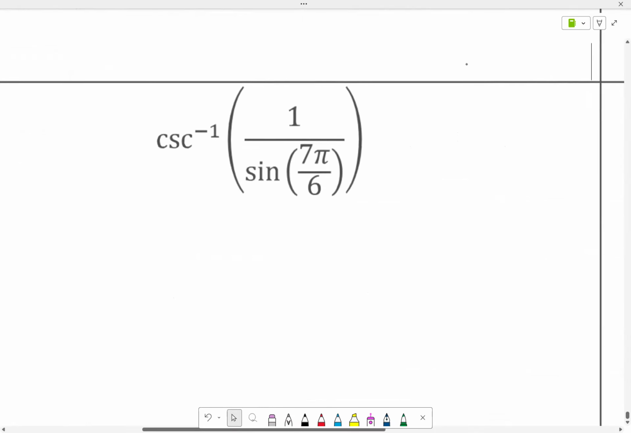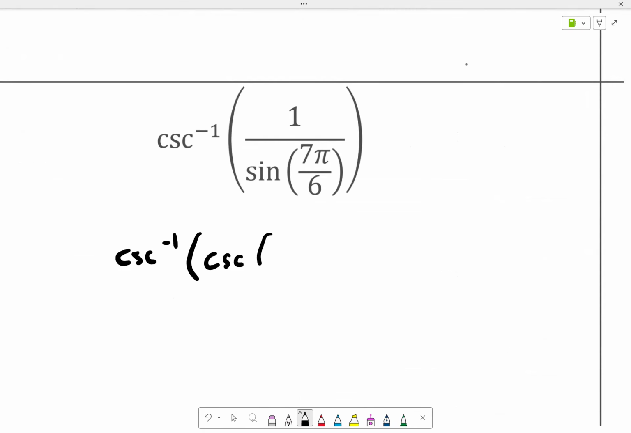I want to talk about this one. Maybe do this in 2 different ways. I'm just going to do it in one move. I don't like that 1 over. Instead of 1 over, I'm going to write this as cosecant of 7 pi over 6. Maybe you didn't do it that way. Well, let's see. Do these cancel? We know that. Guys, be careful. Cosecant lives in quadrants 1 and 4, specifically from negative pi over 2 to pi over 2.